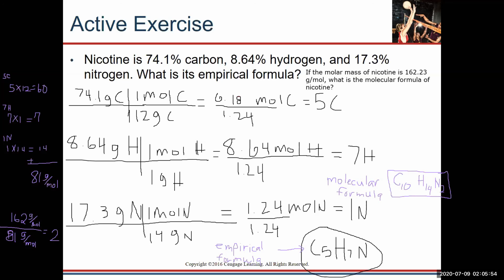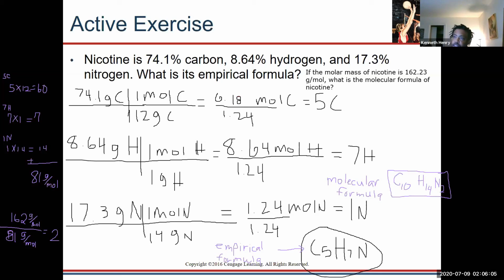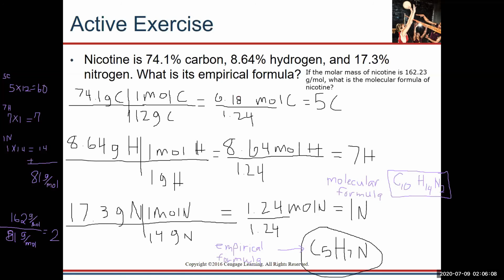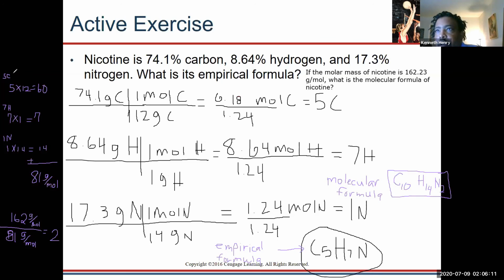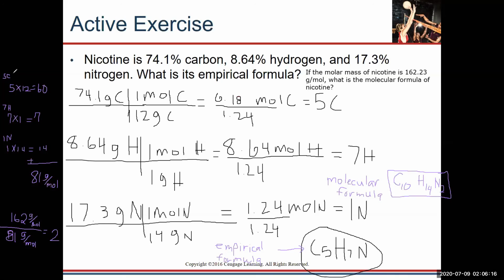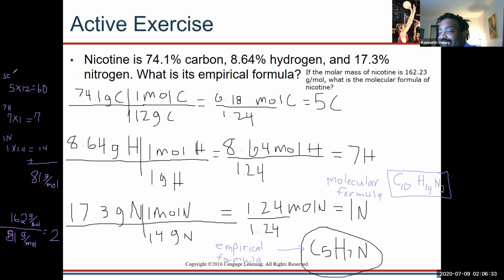Yes, Andy. Where did you get the 12 from? 5 times 12. Where did I get the 12 from? 5 times 12 equals 60. Guys, I have 5 carbons. What is the molar mass of carbon? Oh, that's where you get it from. Okay, 7, you get 7 times 1. And then you come back, 1 times 14 again. I got it. You got it. All right.